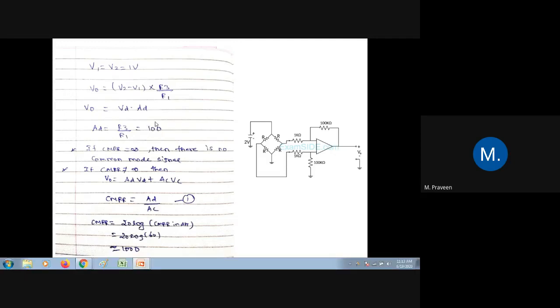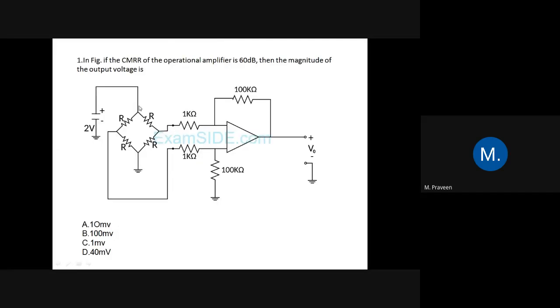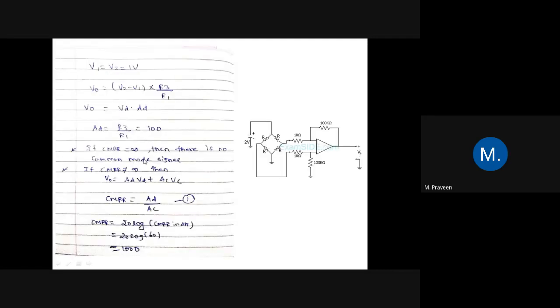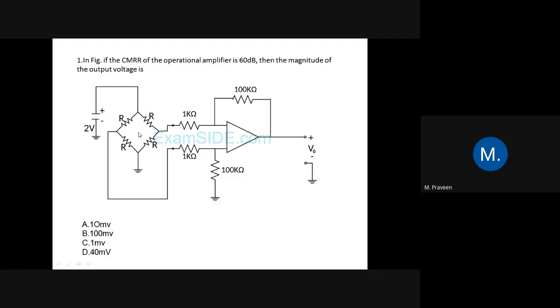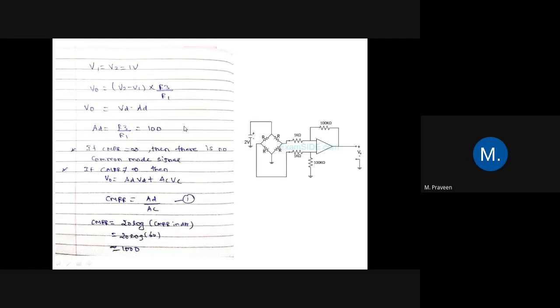Here, actually, the circuit detail is not mentioned. Therefore we have two cases. Most questions will simply state that the op-amp is ideal, or that it is non-ideal, but here it is not mentioned. So we have two scenarios. First, if CMRR is infinite: if the op-amp is ideal, then the common mode rejection ratio is going to be infinite.